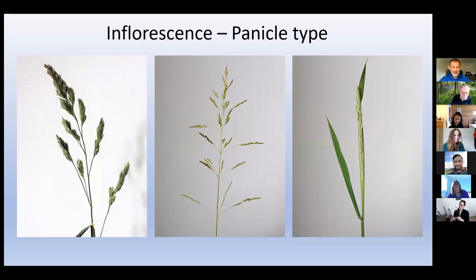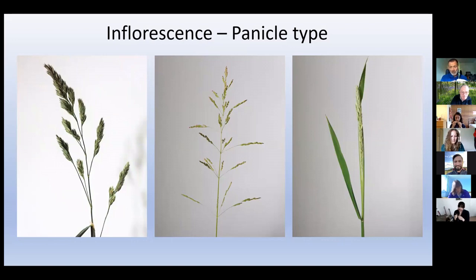We've got the one on the left, which is irregular. So the separate little stalks within that panicle come out at different points. Or in the middle of this picture, we've got a whorled panicle where they all originate at the same point on the stem. So looking at your grass, which one of the two is it? Is it irregular or whorled? I think irregular. Irregular, yeah, good.